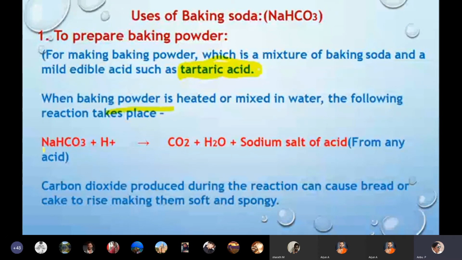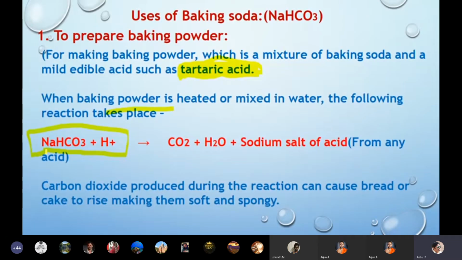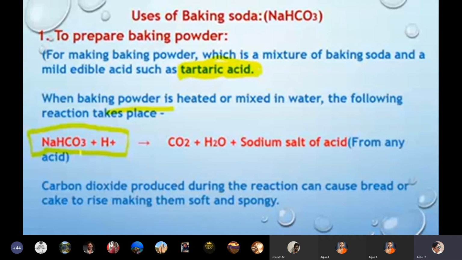When you write baking soda, you just write NaHCO3. When you write baking powder, H+ is added. I did not write the complete chemical formula of tartaric acid, because it is very complicated. You will learn it in higher classes. So I have just added H+, which indicates the presence of an acid, an edible acid. NaHCO3 plus H+ combined together become the baking powder.